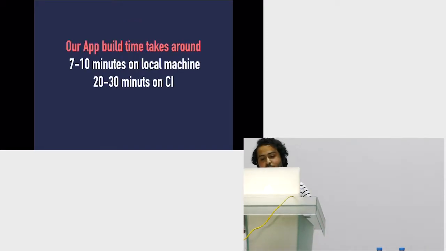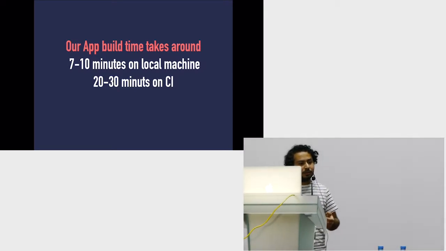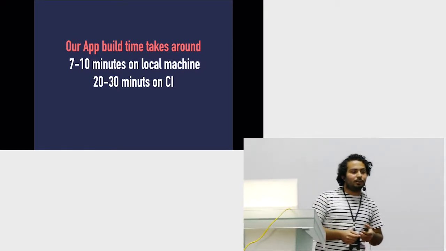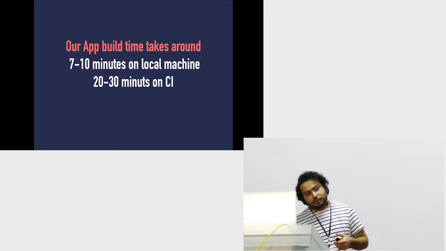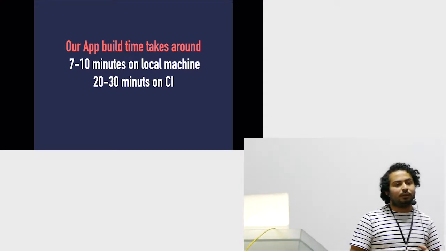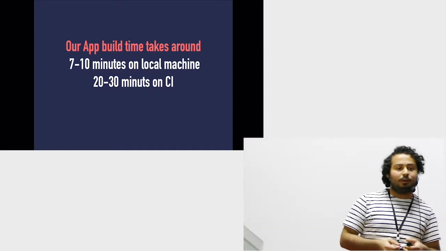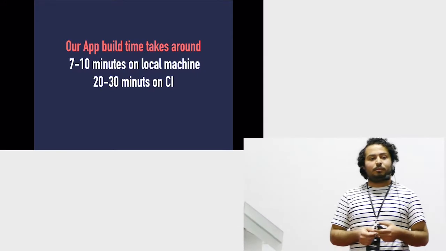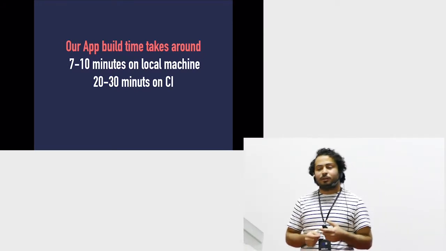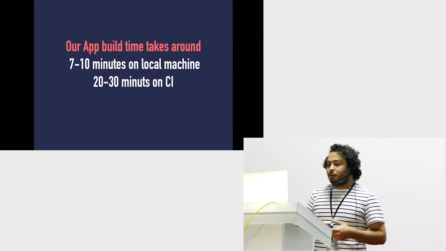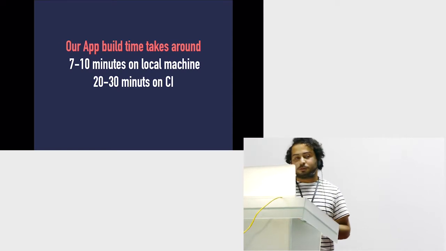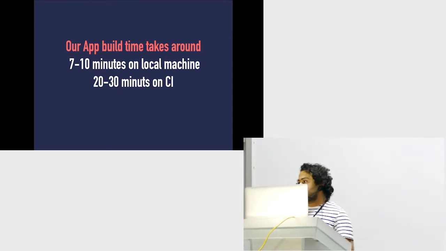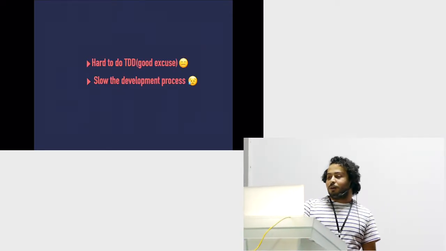So why do we need to care about this? Because it's really hard to do TDD. Imagine that you are running a failing test. It's red, green, refactor. So you run a test, wait 10 minutes, and then you try to make it green, and you complete the cycle of TDD. Also, it's very slow, so it makes your development process really slow.